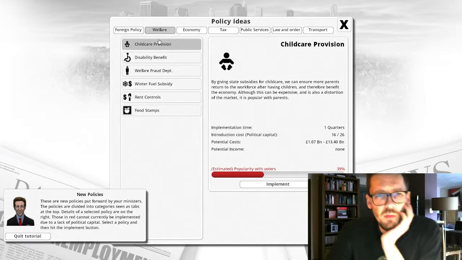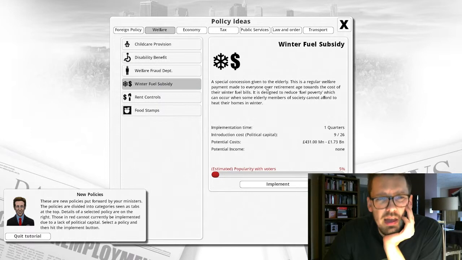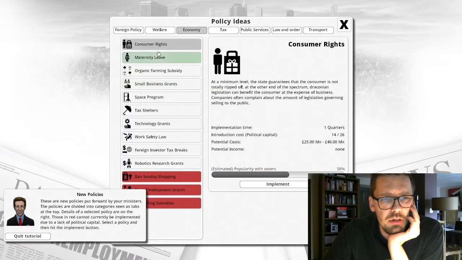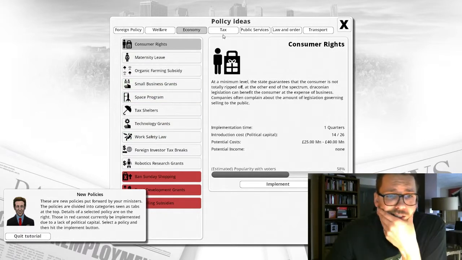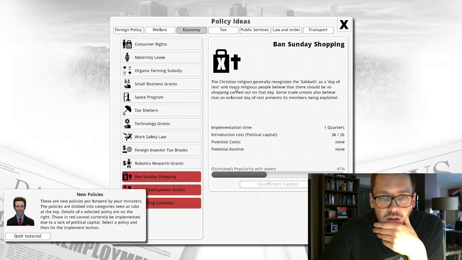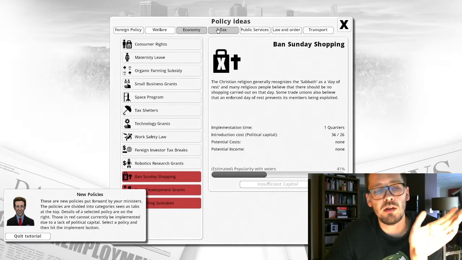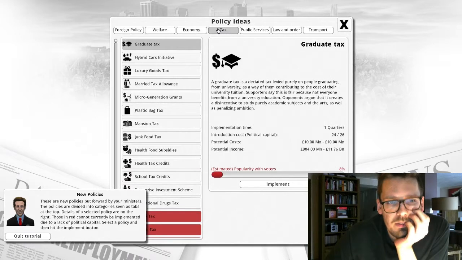Okay, well, wait, welfare, there's childcare, winter fuel subsidy to the elderly. We're not giving anything to the elderly. Economy, maternity, space program is pretty cool. Ban Sunday shopping. My god. Women would go crazy. I'm sorry, women, that's really... No, I can't. I'm sorry. Women, I'm sorry. So, taxes.